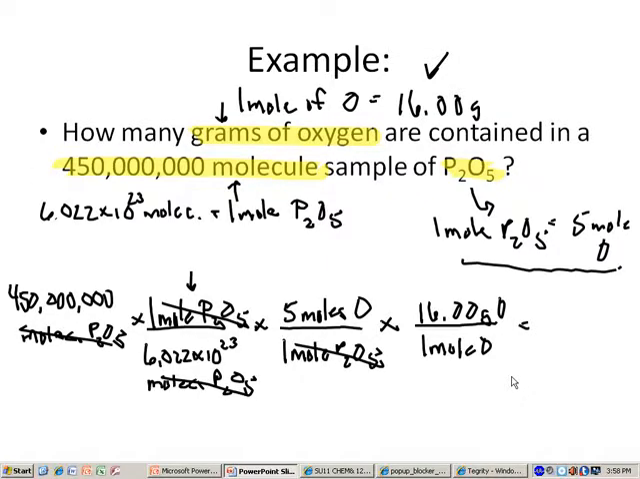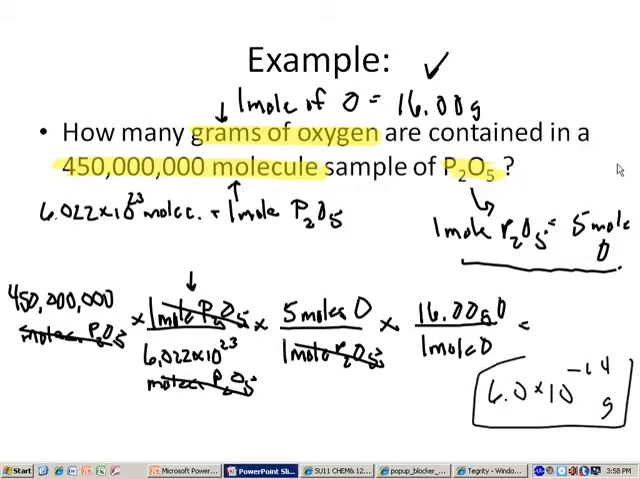So we were discussing significant figures. This should come out to 6.0 times 10 to the negative 14th, and it's grams of oxygen. So that's my answer.